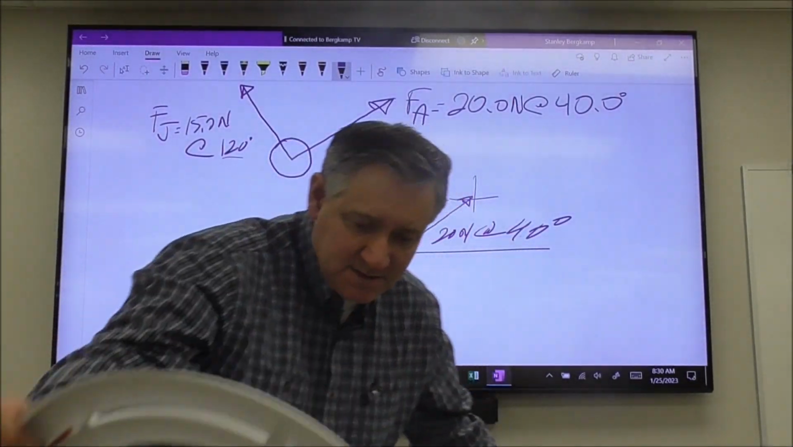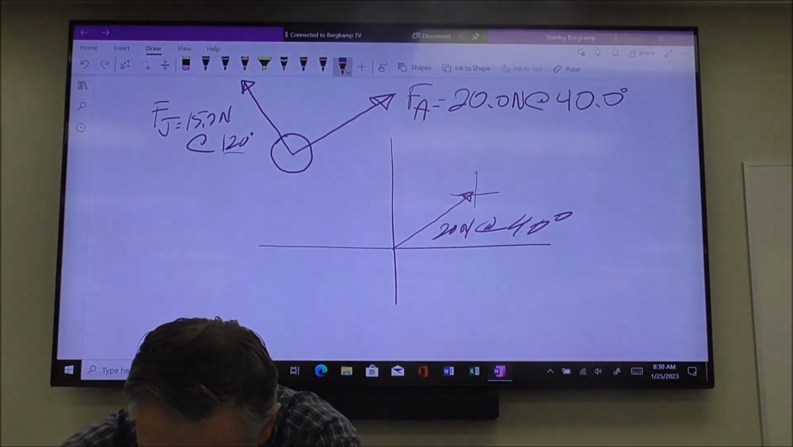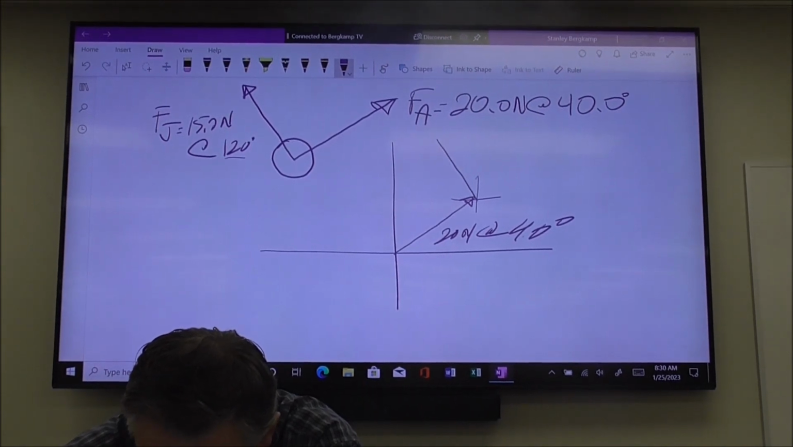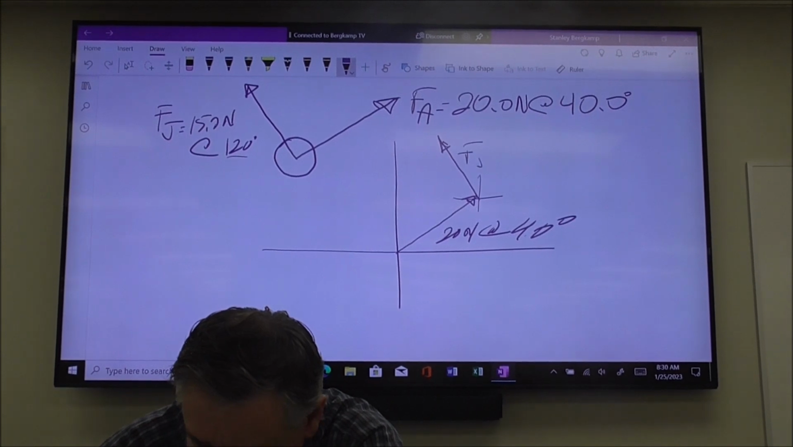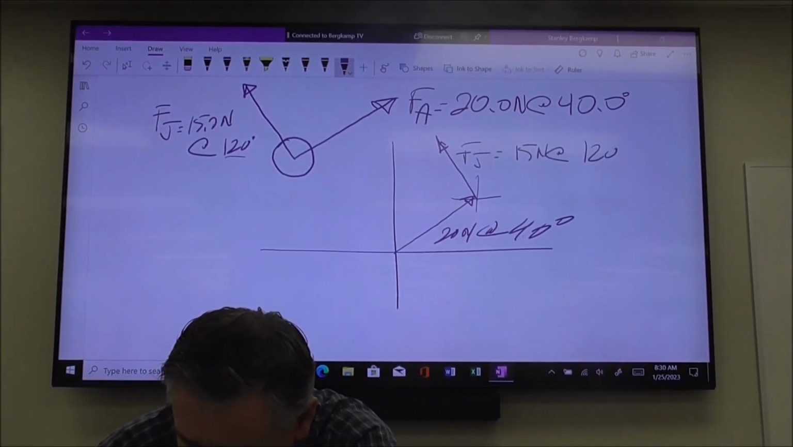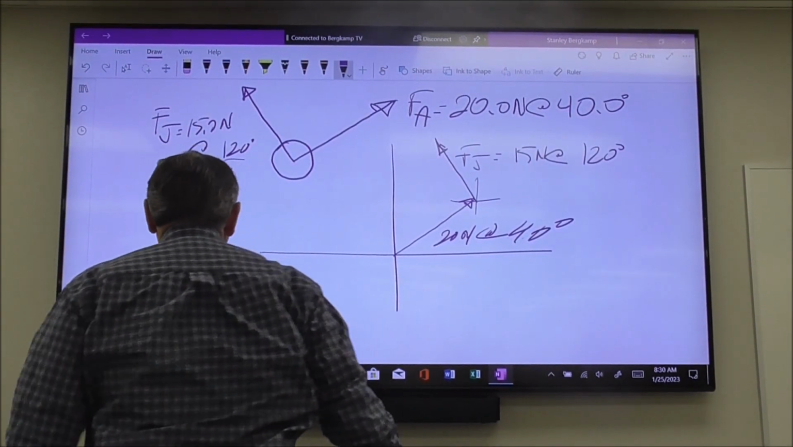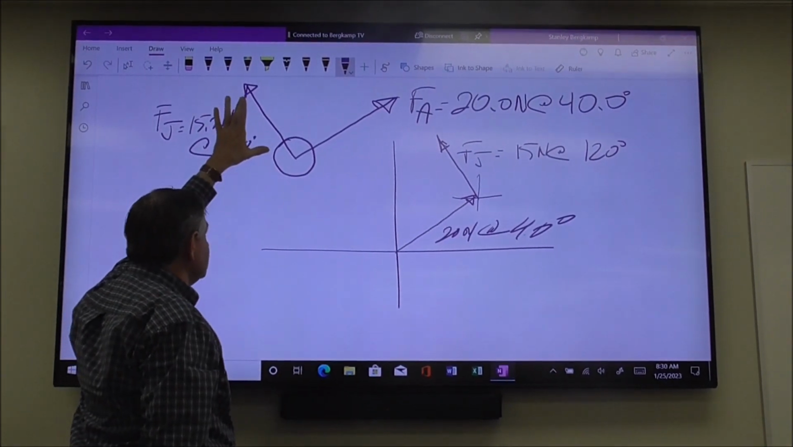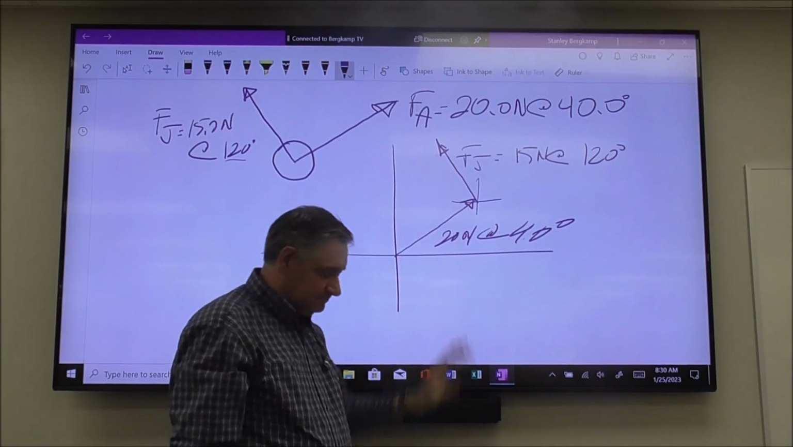All right, so imagine that we did that, and we're going to go something like this. So there's force Jake, 15 newtons at 120 degrees. Okay, so here's my two vectors. I drew Alexis's. From the end of that, I took Jake's, plopped it right down there. Okay, that's what I've got.